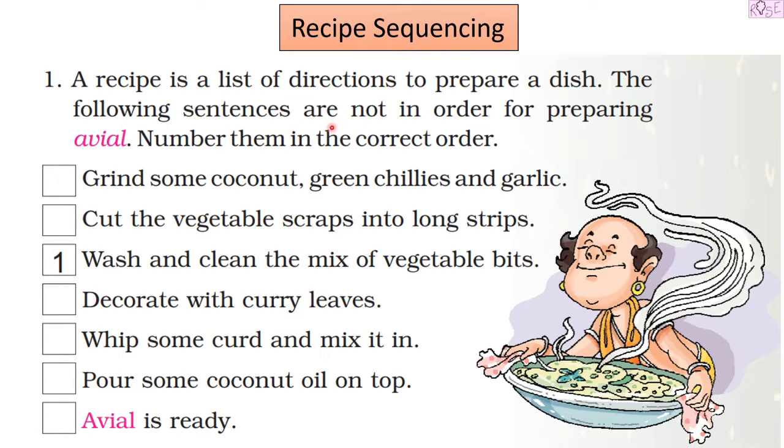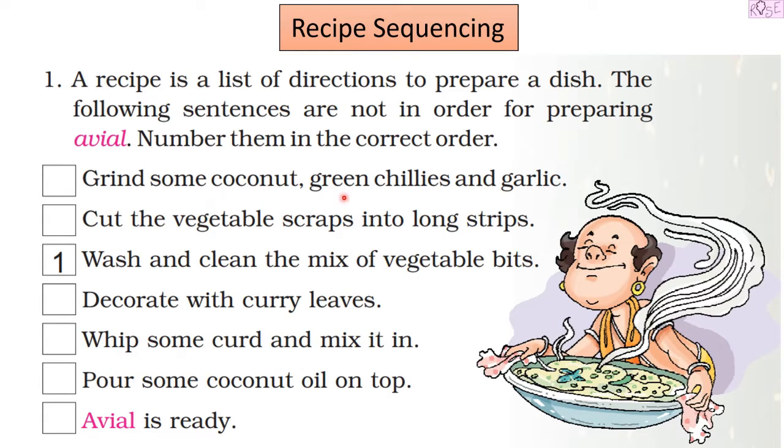Now that we know what recipe means, let's see what we have to do. The following sentences are not in order for preparing avial. This is the recipe of avial, but it is in jumbled form. It is not in the correct order. We have to number them in the correct order. To help us, they have already put one in front of this sentence, and this tells us that this is the first step of the avial recipe. So let us read all the sentences first and then we'll start sequencing them.